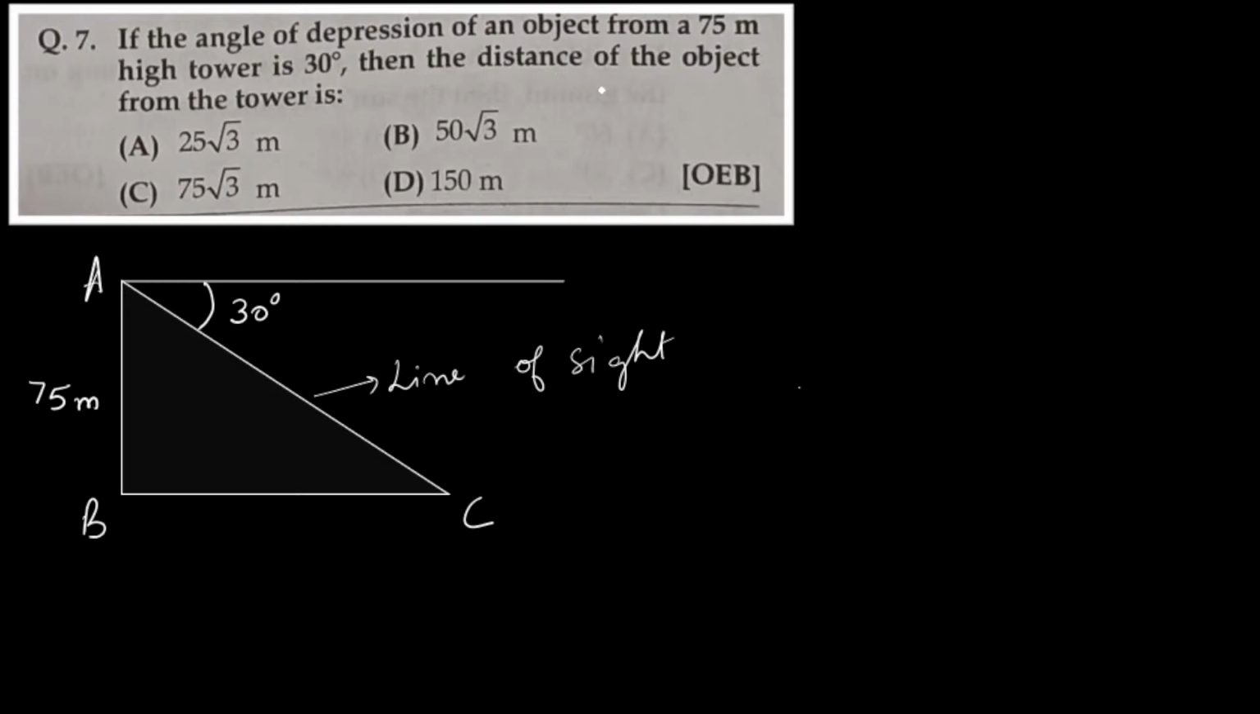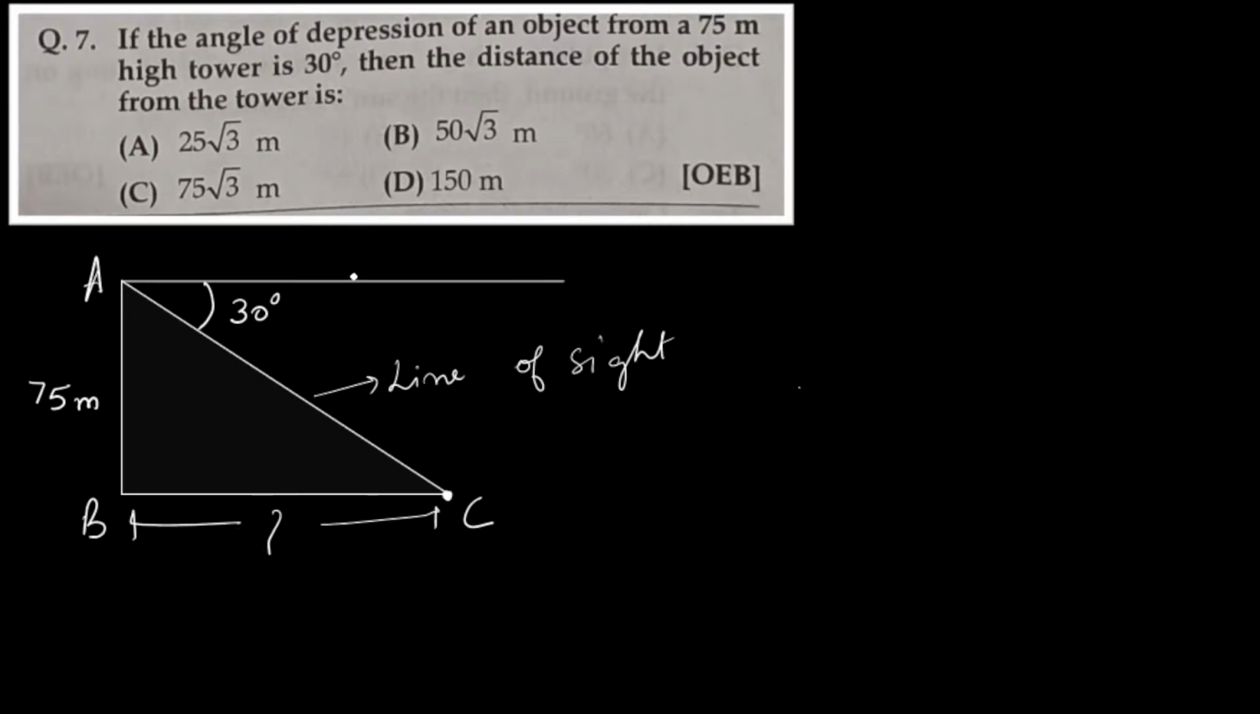Then the distance of the object from the tower. Suppose here the object is at point C. So this distance we have to find, the distance of the object from the tower. That means this distance we have to find.